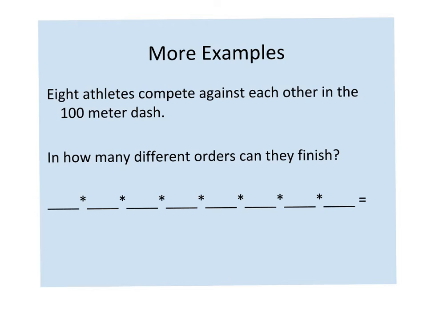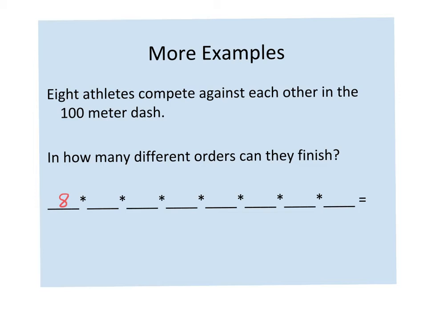It says 8 athletes compete against each other in the 100-meter dash. In how many different orders can they finish? Well, if you have 8 racers, we're going to have 8 different spots, which is why we have 8 different blanks here to choose from. Now, if we look at this, how many different racers could finish first? Well, there's 8 racers in the race, so all 8 of them could possibly finish first.